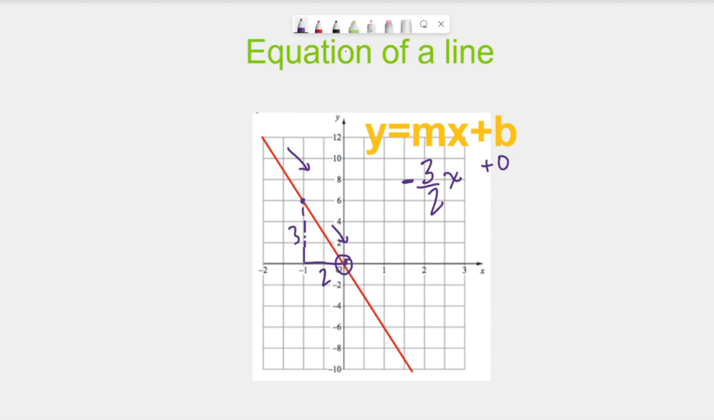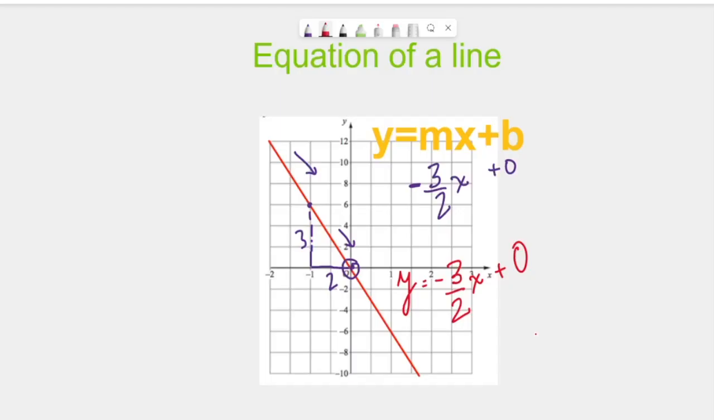So the equation of this line is y equals negative 3 over 2x. That's it. I'm not going to write plus 0 because it has no value. And whenever you see an equation of a line with just a slope with x, it means the y-intercept is 0 automatically.